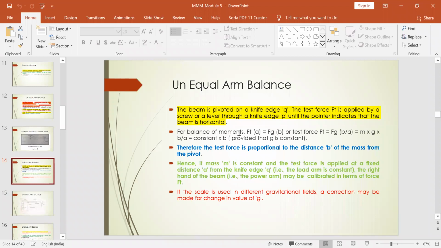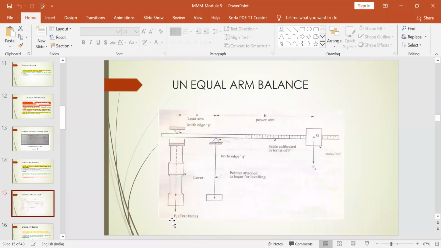So for balancing the moments, you will always have the test force into the load arm A equal to the gravitational force which is exerted by the standard mass into the power arm distance B. So this you can see, right? So Ft into the load arm distance A across the constraint will always be equal to the gravitational force exerted by the standard mass into the distance of the power arm, which is nothing but B. So then only you can tell that the unequal arm is being balanced at the knife edge Q.